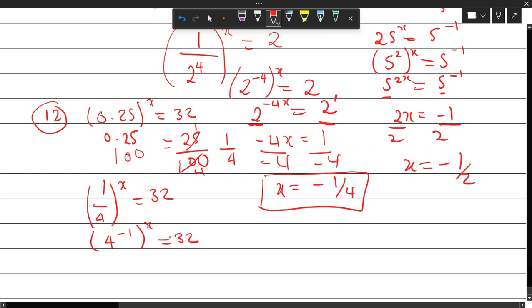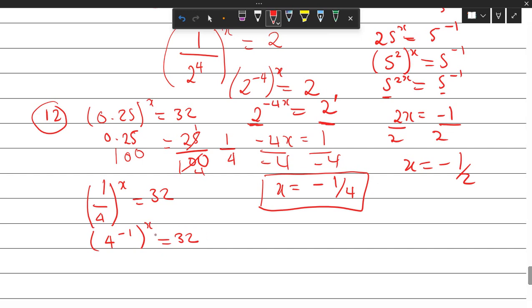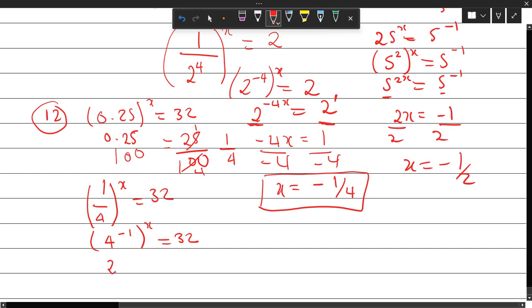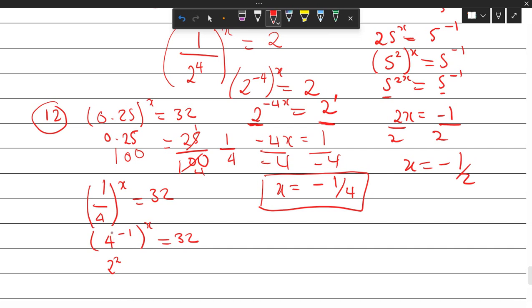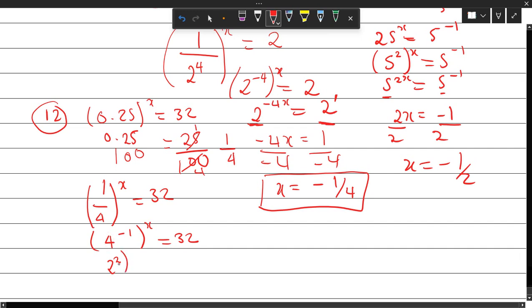Yeah, we know that. Okay, so we know 4, there is also a number which can go into 4. Which number is that? 2. So meaning we know 2 to the power 2 is 4. So where there is 4 here, we just replace it with 2 to the power 2, all to the power negative 1. And then everything to the power x equals to.